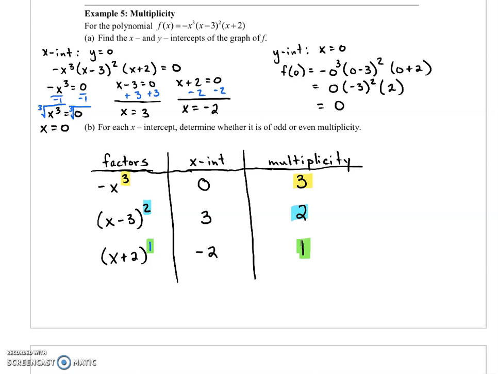All right. That is it for this video. We will pick up graphing in the next video. More graphing. Different than using our transformations, though.